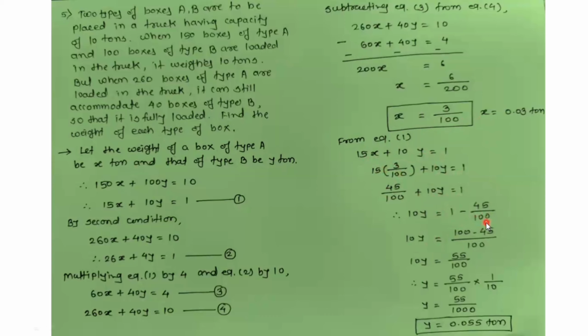So here if we cross multiply, we get 100 into 1, that's 100, minus 45 into 1, that's 45, divided by 100. That is 100 minus 45, that's 55 by 100. So 10y is equal to 55 by 100. To find the value of y, we should transfer 10 to the right hand side, so its reciprocal should be there. It is y is equal to 55 divided by 100 into 1 by 10. If we multiply numerators and denominators respectively, we get y is equal to 55 into 1, that's 55, divided by 1000. So y is equal to 0.055 ton. So this is the weight of box of type B.